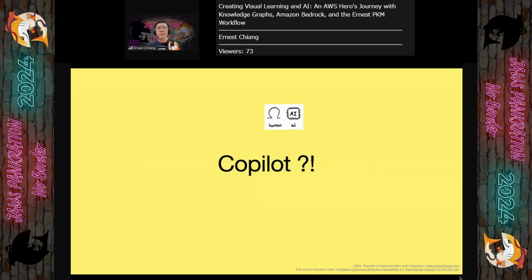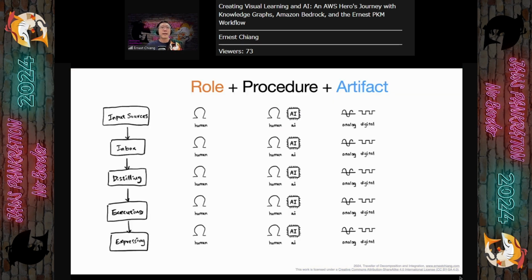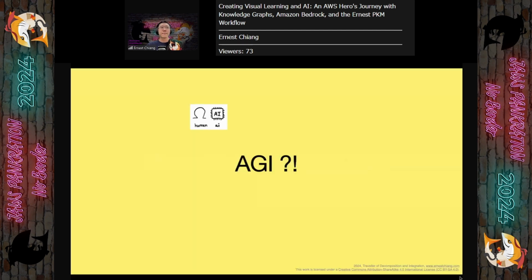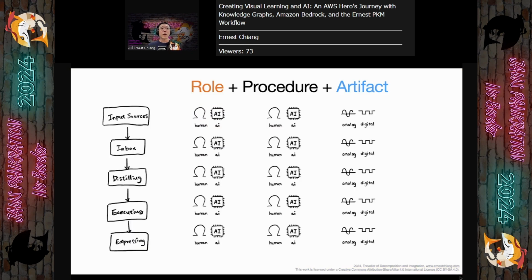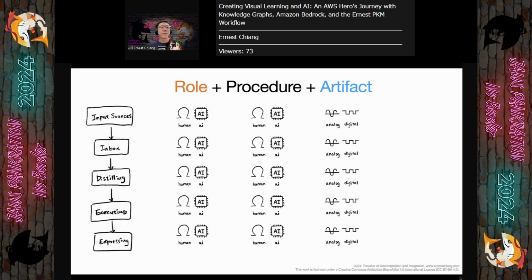And 2 years ago, people start to talk about the copilot. Let's transform the procedure to work with AI tools. Now people talk about AGI. We are expecting some AI as a subject to initialize some works.